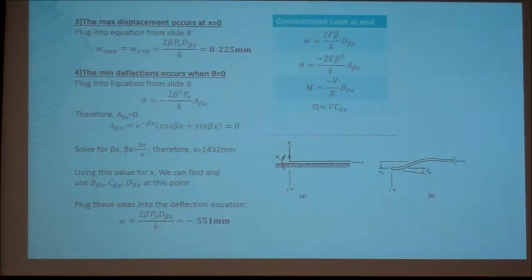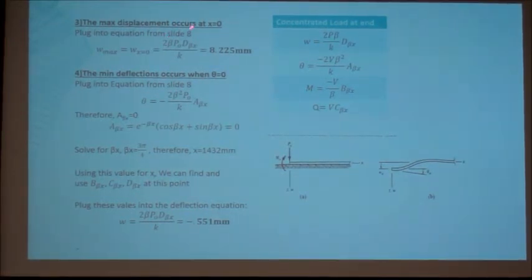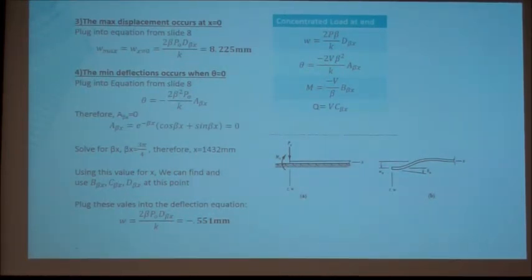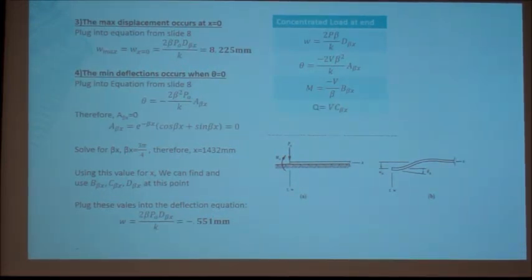Okay, and then obviously the maximum displacement occurs at x equals 0 because that's where the load is being applied. From the table mentioned earlier, I just drew it right here for this case, the concentrated load at the end. We can just plug in 0 for x and solve for our deflection.